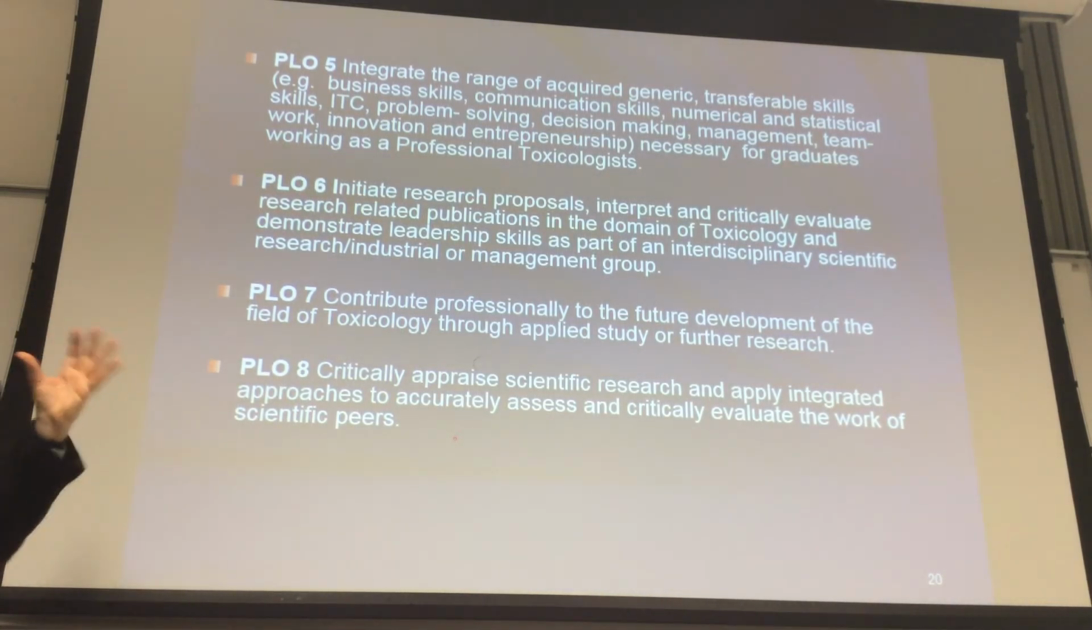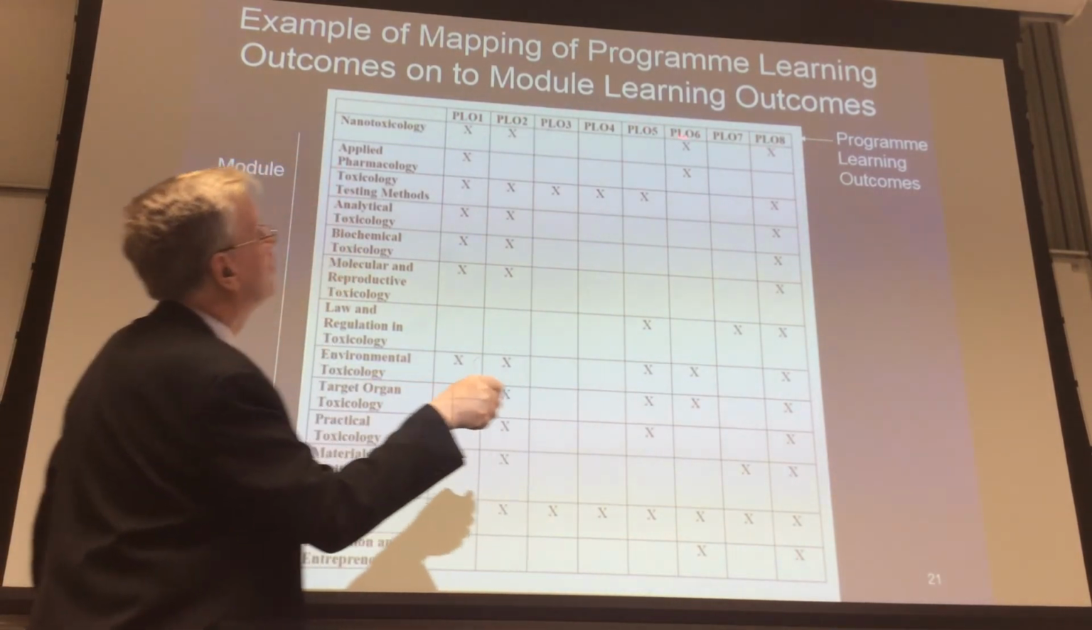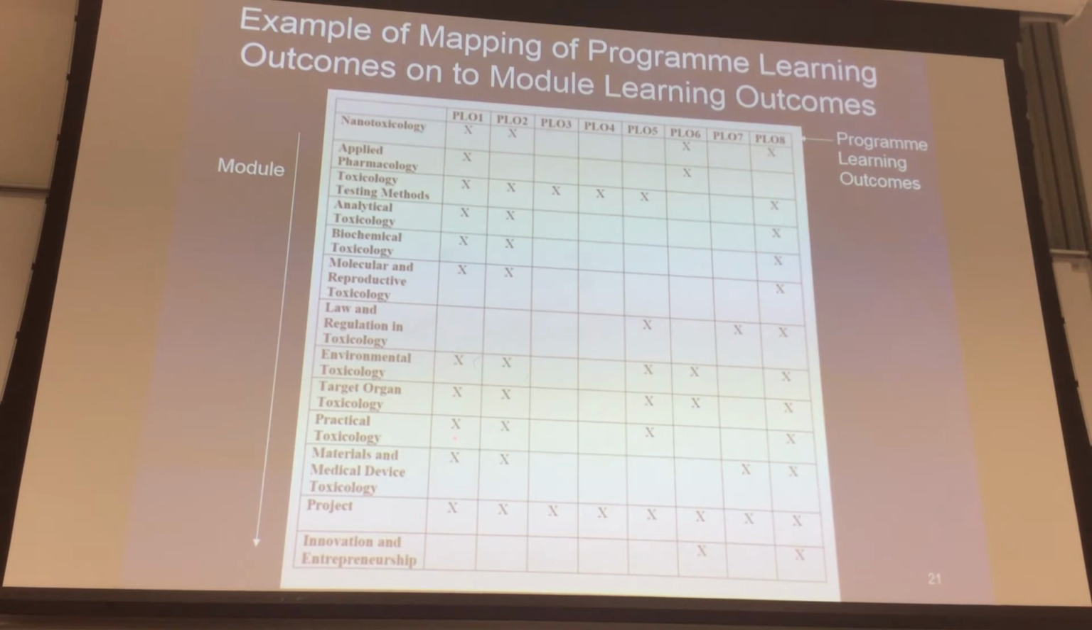So this is what the team designed. They said every student from this master's program should be able to do all of those. Now, what did they do? This is the list of the 8 program learning outcomes along here. These are the names of all of the modules. So program learning outcome 2 was covered in the toxicology testing. It was also covered in analytical. It was also covered in biochemical. It was also covered in that one.